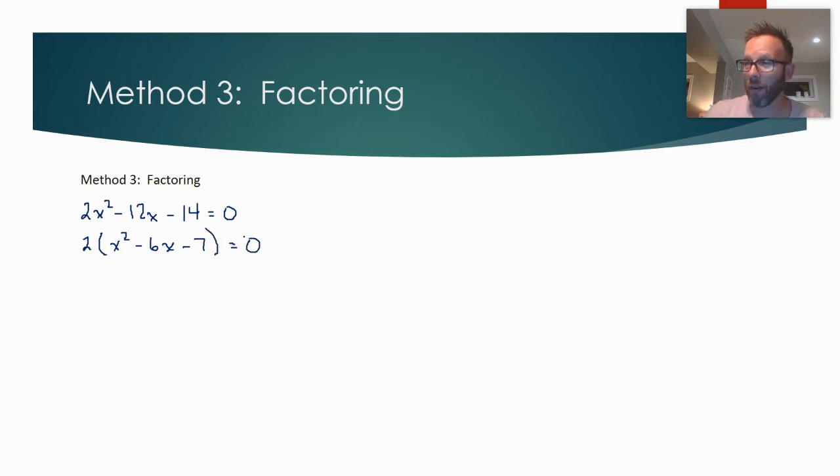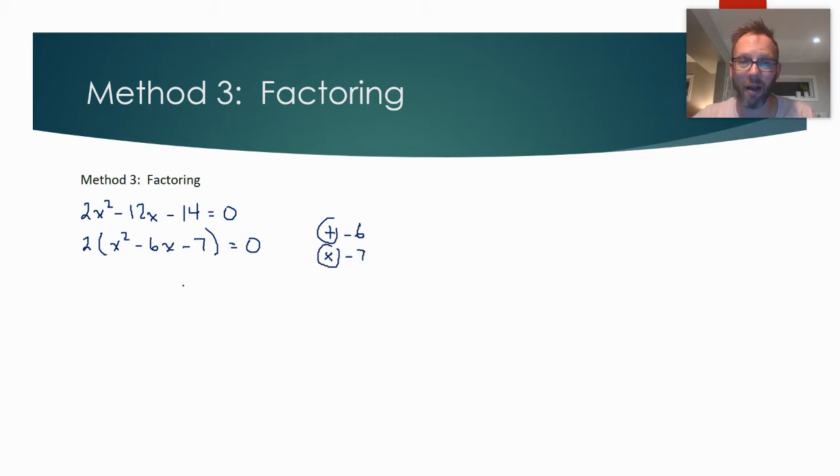Is there a special pattern here? Is it a difference of squares or a perfect square trinomial? It's not, because that 7 on the end, 7's not a perfect square. So those are out the window right away. So I have to play my numbers game. But is it a simple trinomial or is it complex where I have to use decomposition? This is a simple trinomial. All I need is to find numbers that add to -6 and multiply to -7.